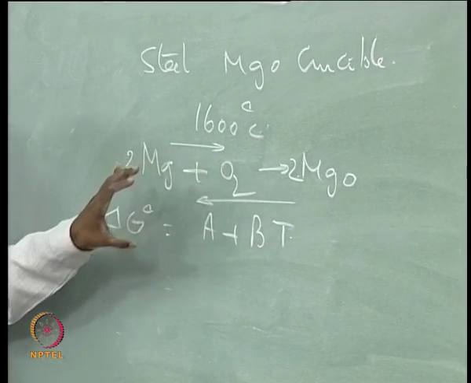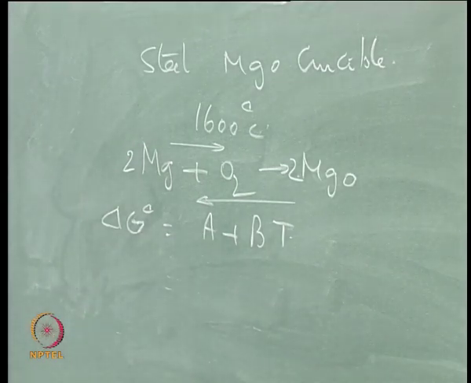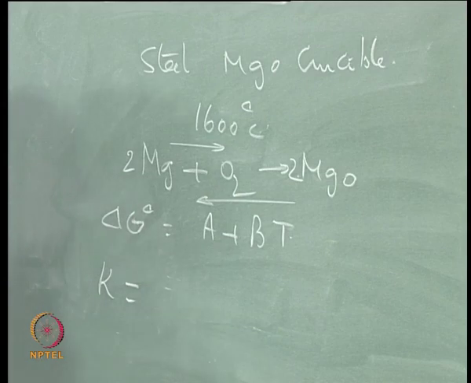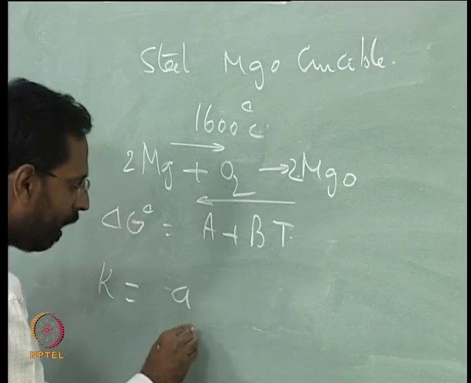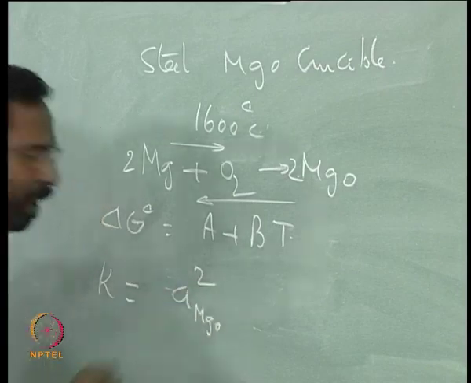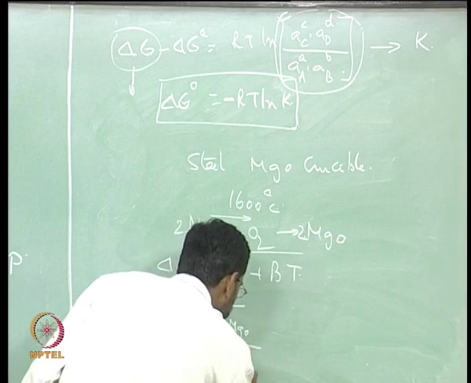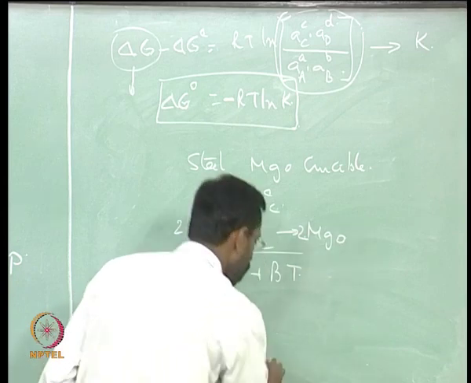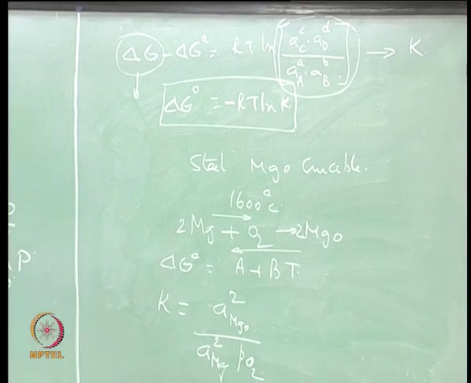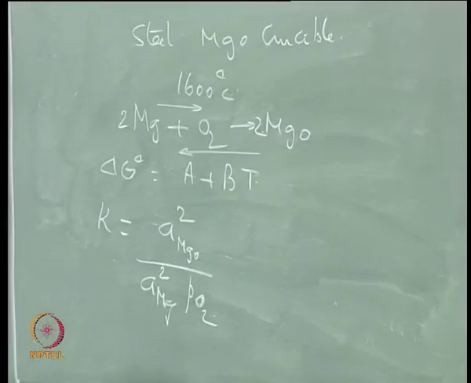For this reaction there is an equilibrium partial pressure. How do I calculate the equilibrium partial pressure? Simply find out what is the K. I can write K of this reaction as activity of MgO squared divided by activity of magnesium squared into partial pressure of oxygen. In case of gases, MgO giving you Mg plus O2. We are trying to find out whether that will happen or not.